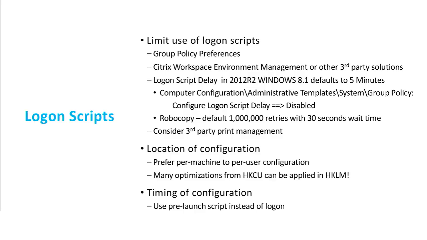A couple other things here. If you're copying files with robocopy in logon scripts, just remember the default number of retries is 1 million in robocopy. So if you're copying something that's, for whatever reason, not getting copied, it could be spending a very long time doing that. So you'll probably want to get rid of that as well.